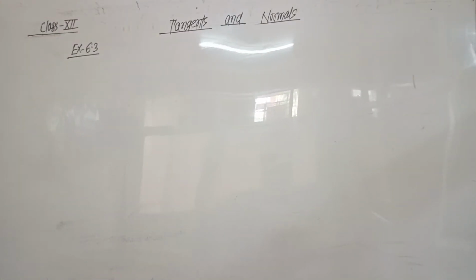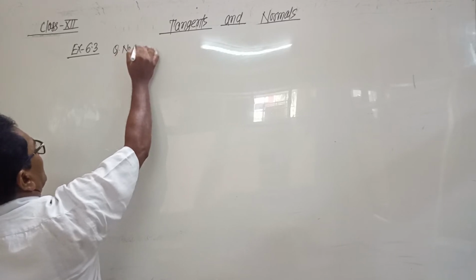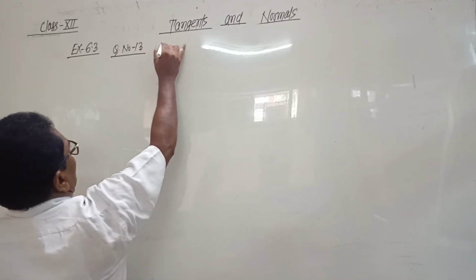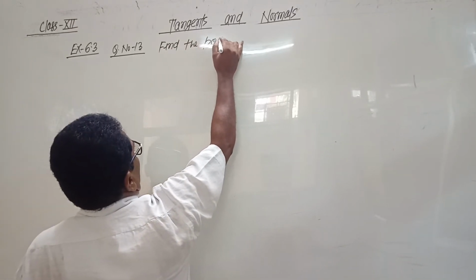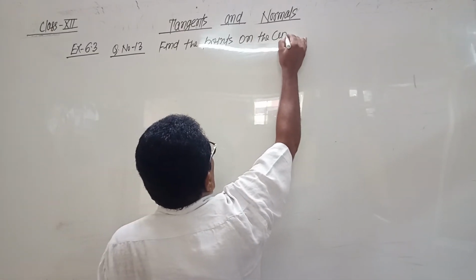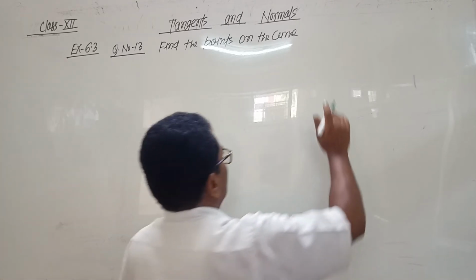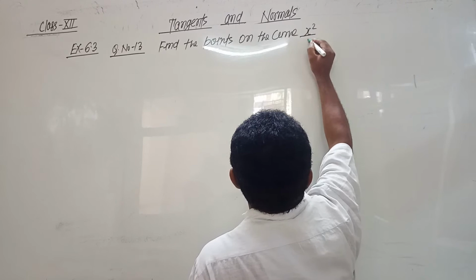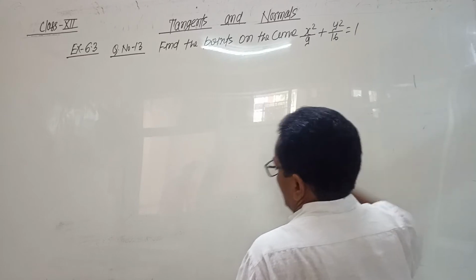Question number 13. Find the points on the curve. The equation of the curve is given. Find the points on the curve x square by 9 plus y square by 16 equals to 1.